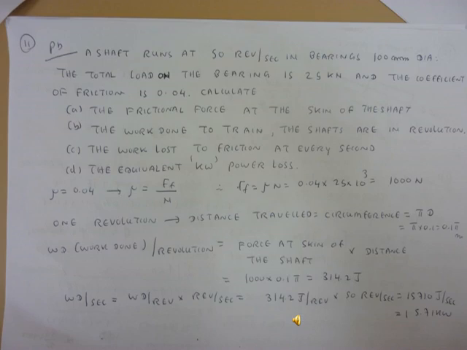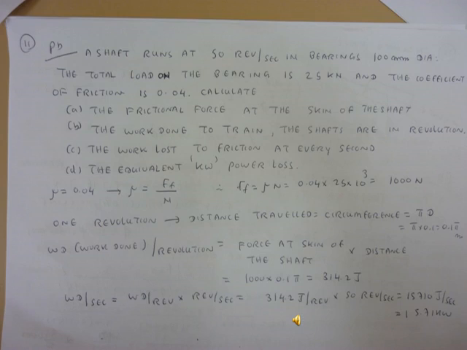And we will resolve the following problem. A shaft runs at 50 revolutions per second in a bearing of 100 millimeter diameter. The total load on the bearing is 25 kilonewton and the coefficient of friction is 0.04. Calculate A, the frictional force at the skin of the shaft. B, the work done to turn the shaft in a revolution. C, the work lost to friction every second. D, the equivalent kilowatt power loss.